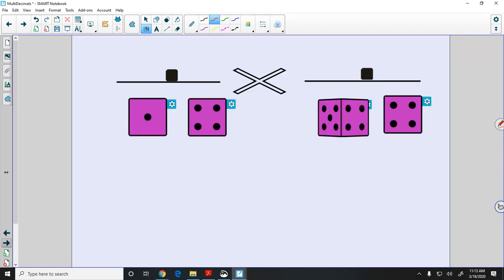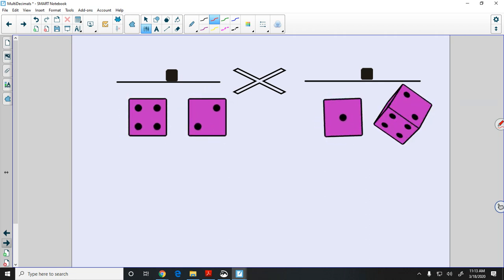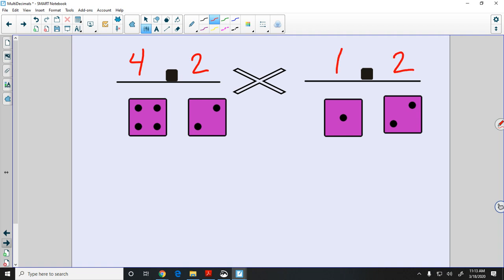Alright, so we're going to practice a little bit. I'm going to click my dice here randomly and see what numbers it gives me. I have 4 and 2 tenths times 1 and 2 tenths. This is an activity: if you're at home, get a pair of dice and roll the dice and create your own numbers to multiply. Or if you have game playing cards, flip over different cards and create your own decimals.